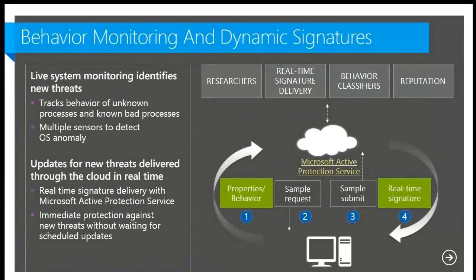And then that sample is submitted up, and the researcher takes a look at it and says, oh, yeah, we got a problem. They're going to update the definition, and the client will get that on its next polling cycle. This looks like it must take hours, but this is really fast. This is a few seconds, and this is invisible to the user, invisible to the admin. There's nothing you have to do here. This just works.